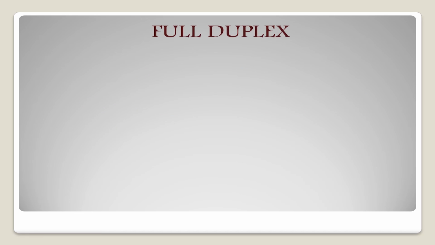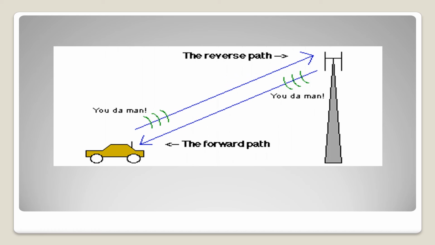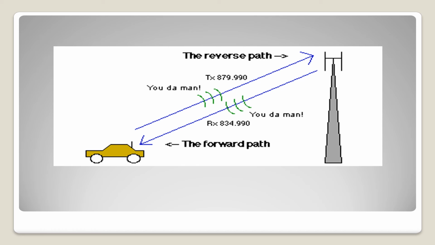Full duplex. In full duplex, both stations can transmit and receive simultaneously at the same time. The full duplex mode is like a two-way street with traffic flowing in both directions at the same time. One common example of full duplex communication is the telephone network. When two people are communicating by a telephone line, both can talk and listen at the same time.